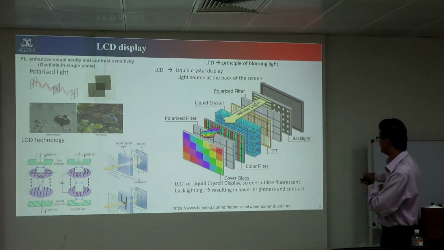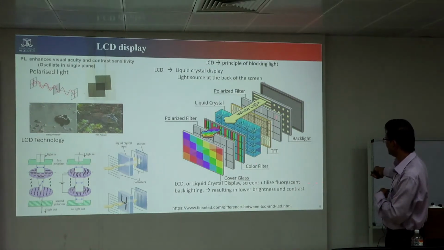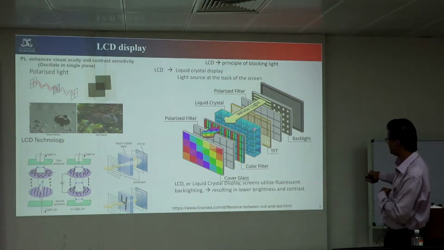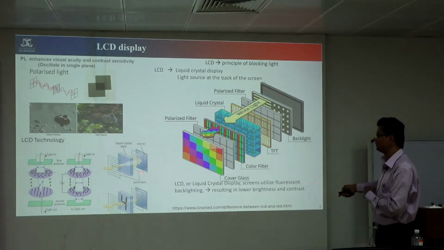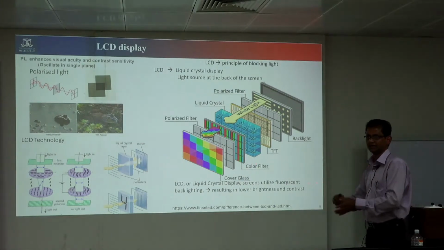For example, if linearly polarized light is coming in, when the liquid crystal is working, it will turn it from vertical to horizontal. The horizontal light comes out. Depending on the color filter we are using, we can get the same color.